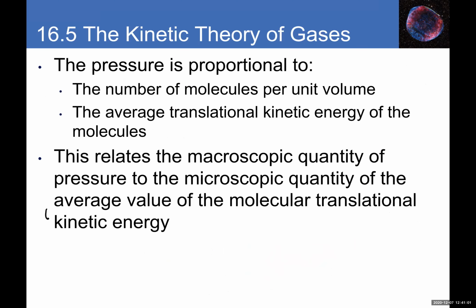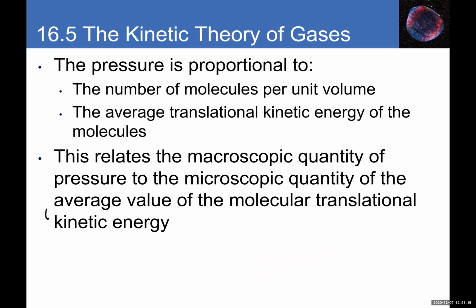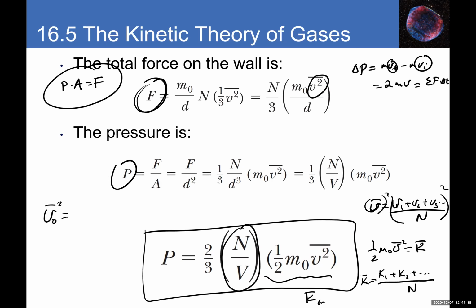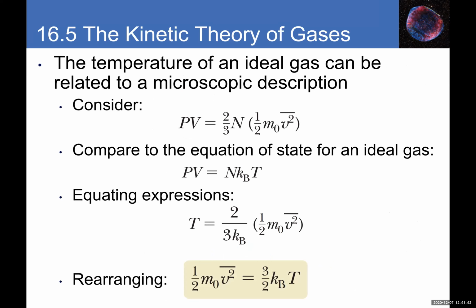Then the pressure, which you see from this equation, is proportional to the number of molecules per unit volume, directly proportional to that. And it's proportional to the average translational kinetic energy of the molecules. Remember, translational means that there is no rotation, just linear motion. And that's what we have. The pressure, which is a macroscopic quantity, is related to this. So this relates the macroscopic quantity pressure to the microscopic quantity of the average value of the molecular translational kinetic energy. That means we can move the V to the other side.